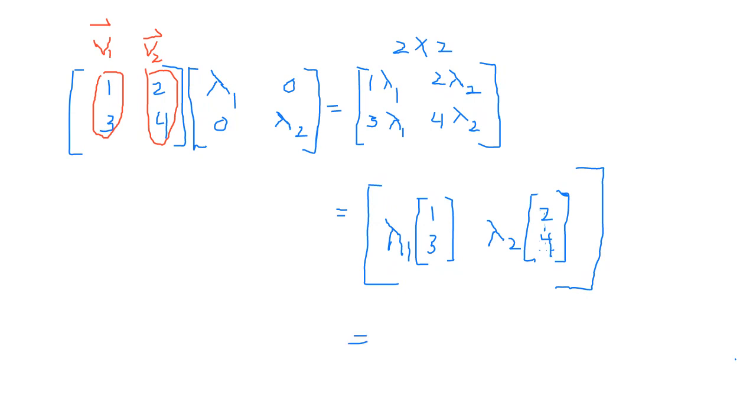So this just equals lambda 1 times v1. Okay, and then you've got lambda 2 times v2. Are there any questions on this?